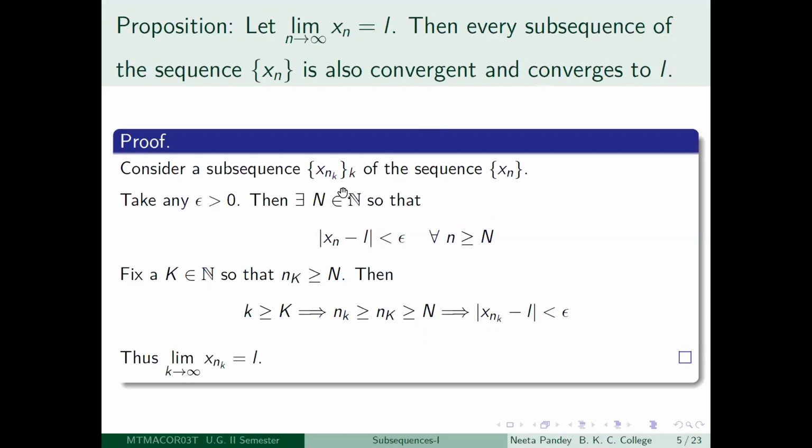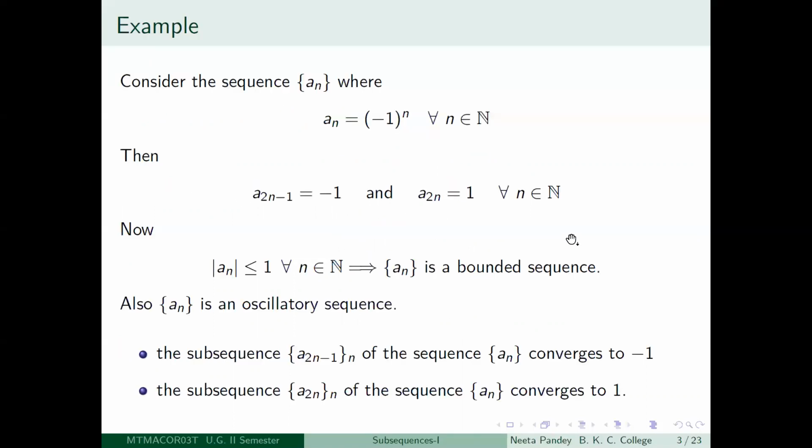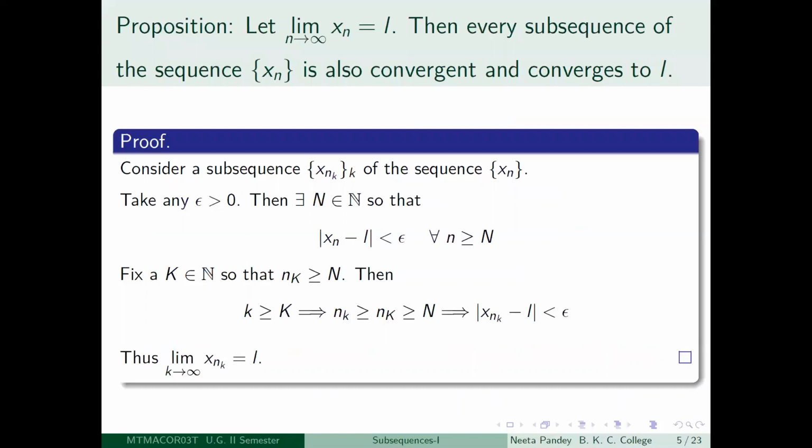So how to prove that? Consider any subsequence x_{n_k} of the sequence x_n. So in the background you have this definition, right? That you have x_{n1}, x_{n2}, x_{n3} and so on, where n1 is less than n2 is less than n3, less than n4 and so on. Now you are given that limit n tending to infinity x_n equals L. So what does that mean? If you take any epsilon greater than 0, there is a positive integer capital N, so that for all little n greater than or equal to capital N, mod of x_n minus L is less than epsilon. This is from the definition, right?